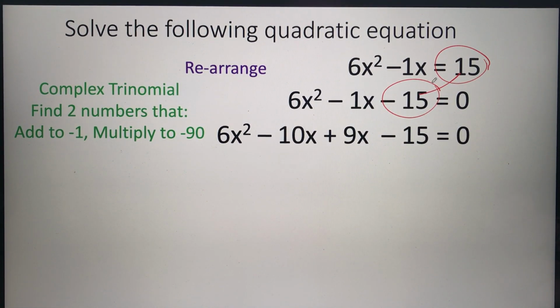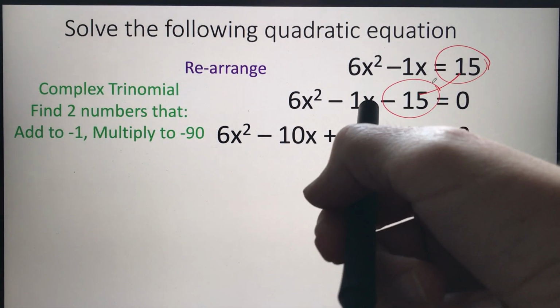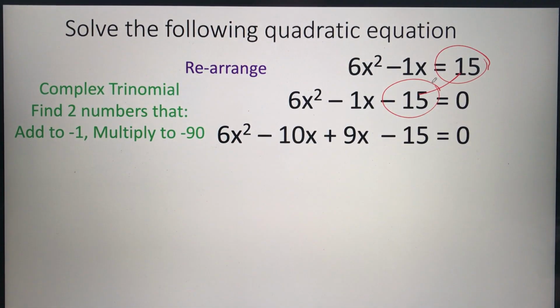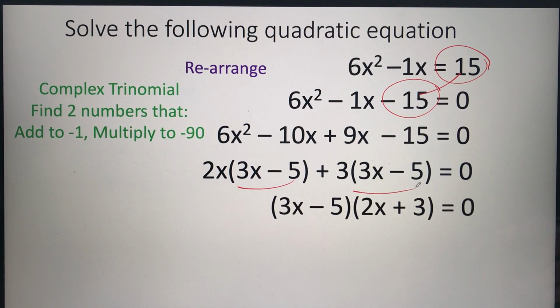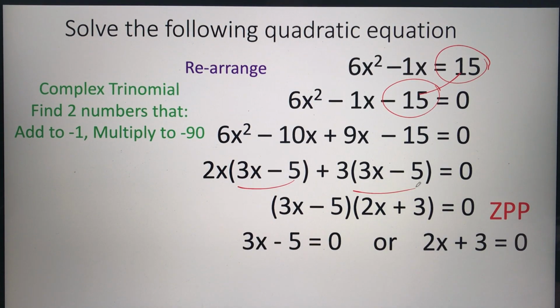So we've tackled complex trinomials. I find two numbers that add to the middle, multiply to the first times the last. Okay, we've done lots of factoring on this. I see now my 3x minus 5 is a common factor. So that comes up front. And I use my 0 property and solve for x.